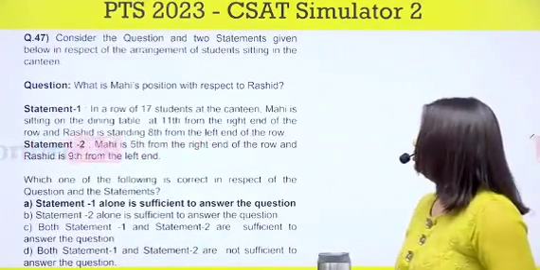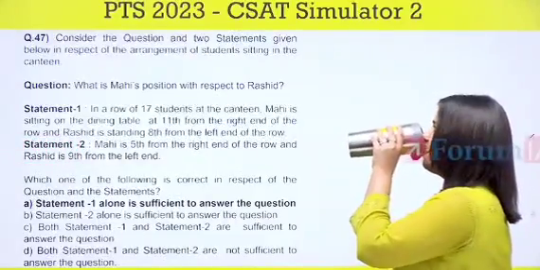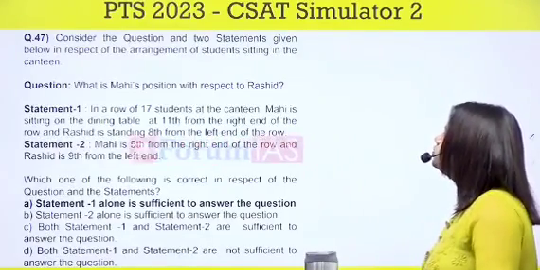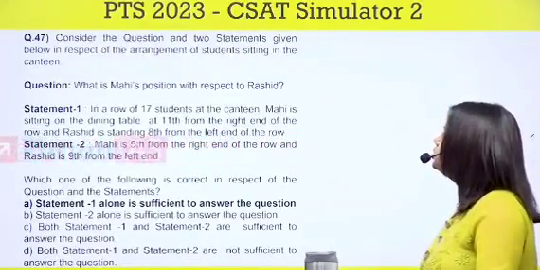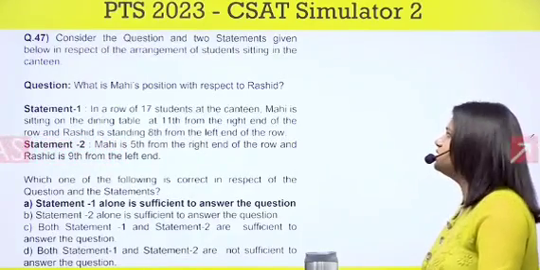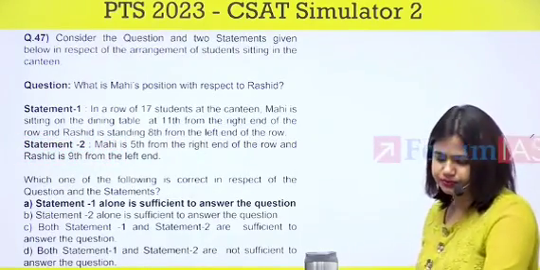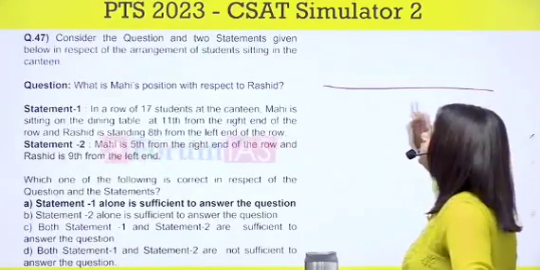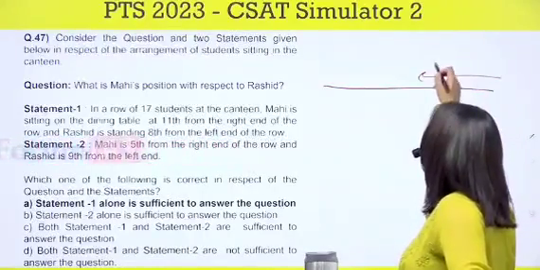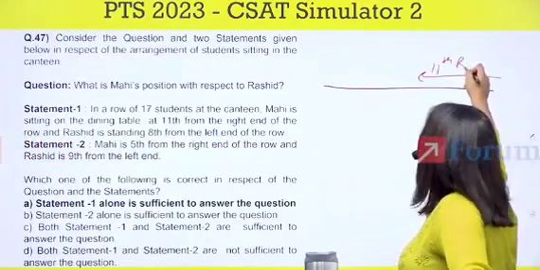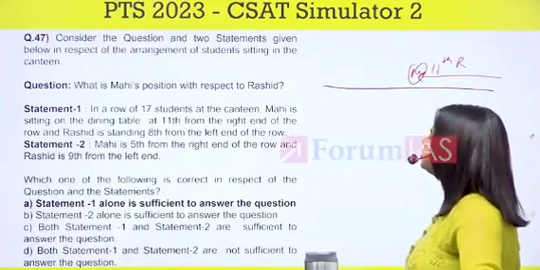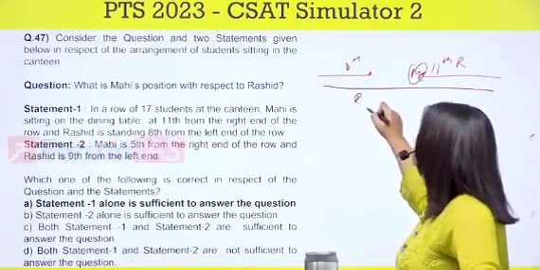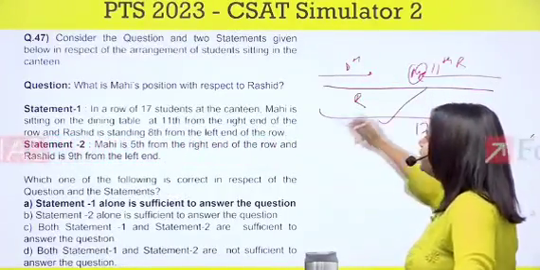Then question 47. Consider the question and 2 statements given below in respect of the arrangement of students sitting in the canteen. Question is, where is Mahi sitting with respect to Rashid? In a row of 17 students in the canteen, Mahi is sitting 11th from the right end, right? This is Mahi. And Rashid is sitting 8th from the left end, 8th from here. And this is Rashid. And total is 17. Can I identify their relative position?